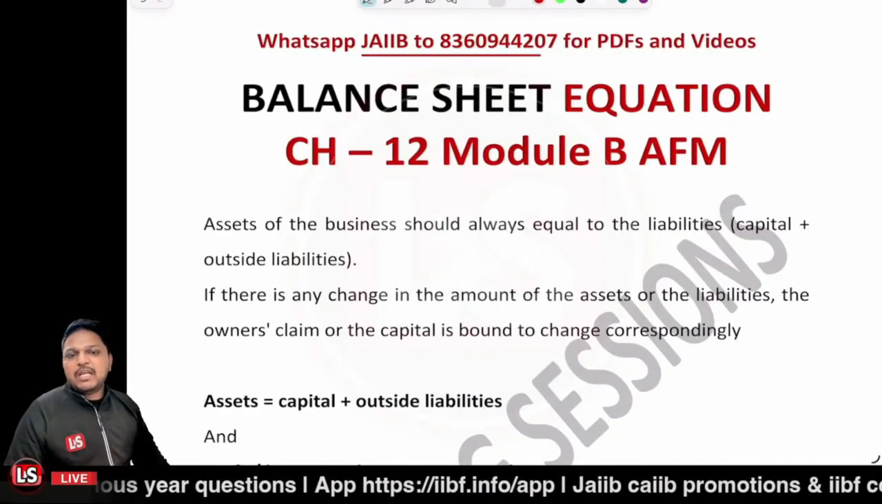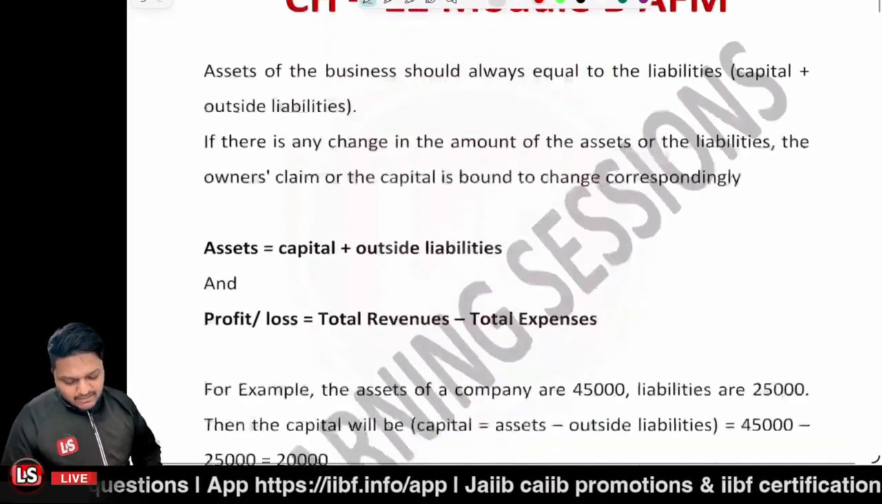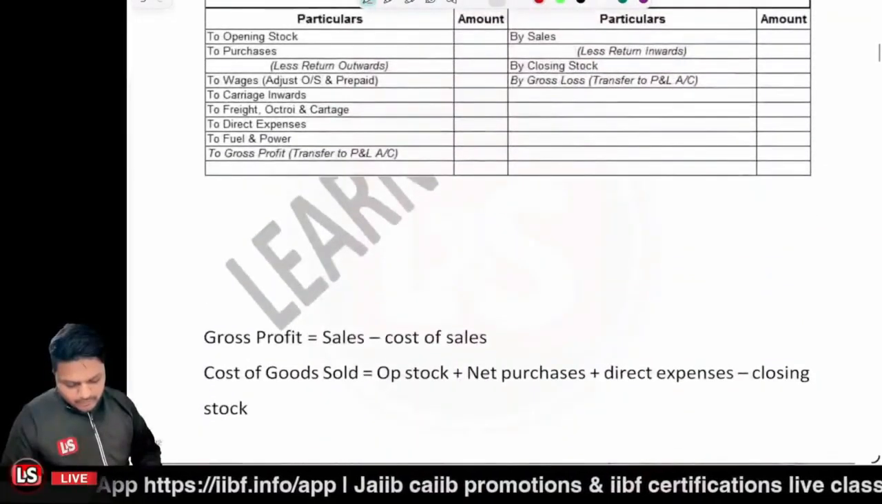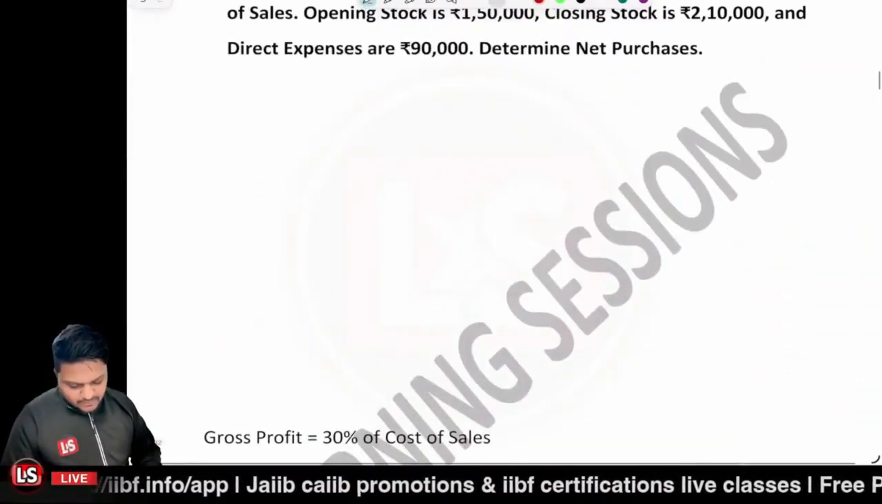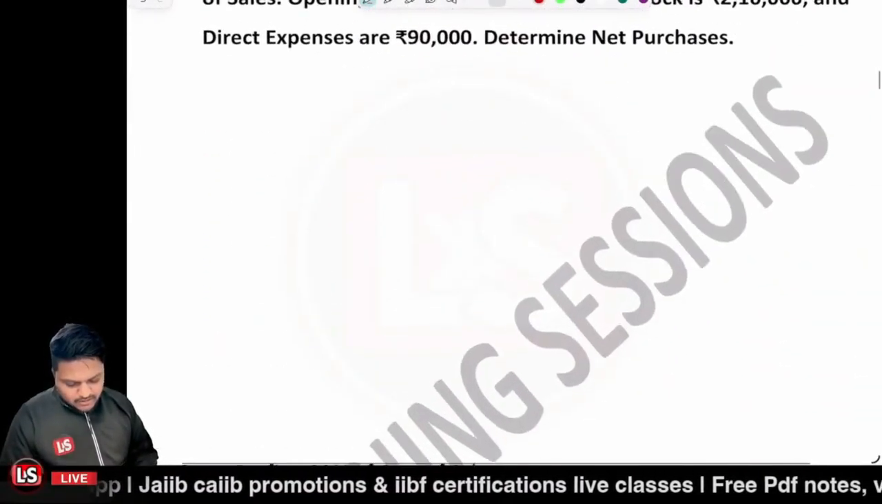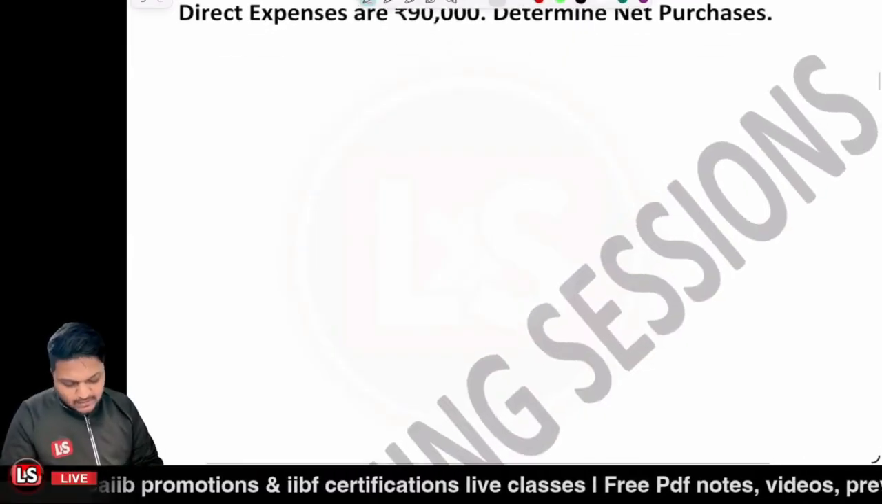Key to the balance sheet equation. Now let me just give an idea related to you. First of all, related to the balance sheet. So here is a space. Let's use that particular space.